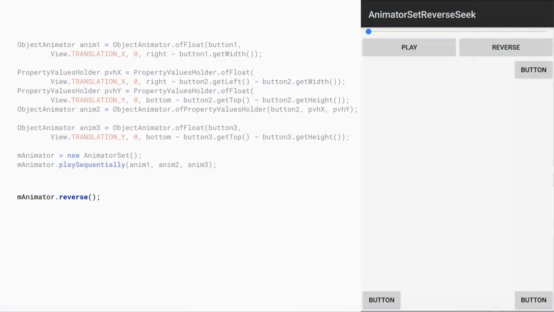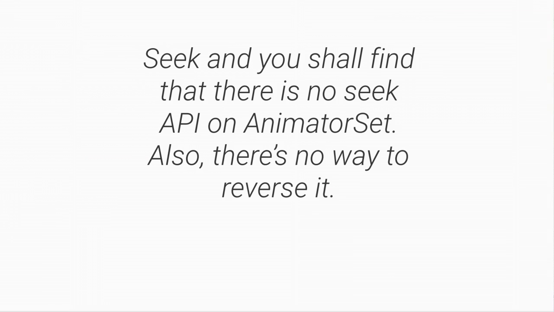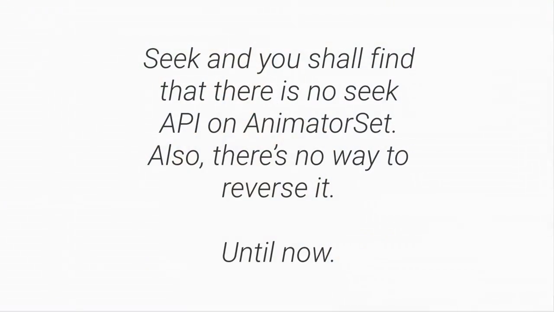All right, and then finally, I bet you couldn't guess how this is going to work. What if we want to reverse the animation? So the user clicks on the reverse button, and everything moves in reverse. Very straightforward. It turns out that the entire quote is now amended, and it's now until now. So please use reverse and seek. And get the capabilities that you want.